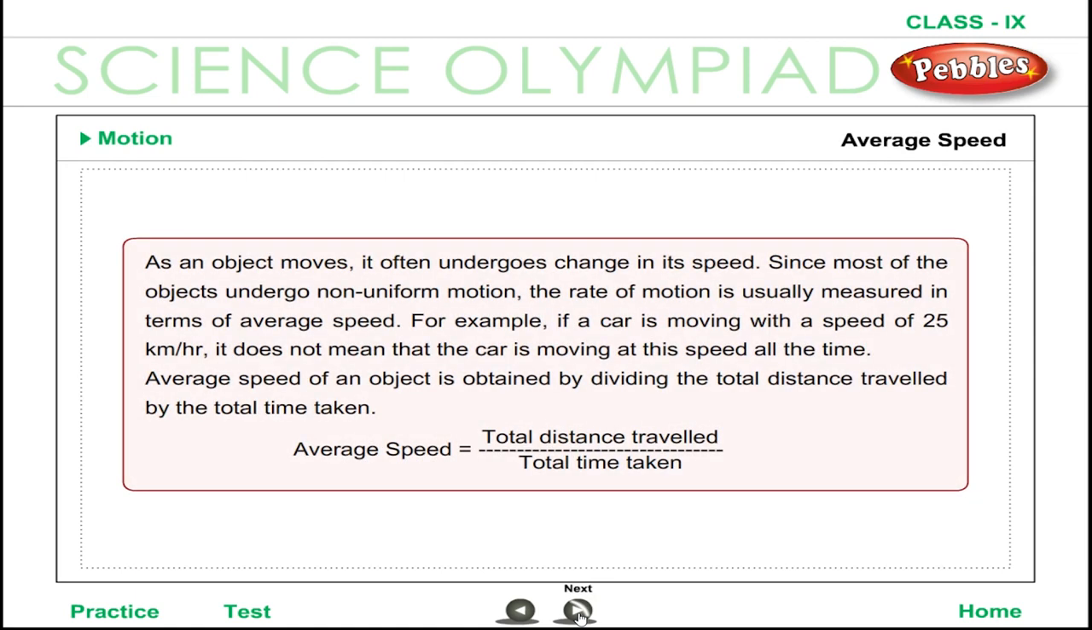Average speed. As an object moves, it often undergoes change in its speed. Since most of the objects undergo non-uniform motion, the rate of motion is usually measured in terms of average speed. For example, if a car is moving with a speed of 25 km per hour, it does not mean that the car is moving at this speed all the time. Average speed of an object is obtained by dividing the total distance traveled by the total time taken. Average speed is equal to total distance traveled by total time taken.